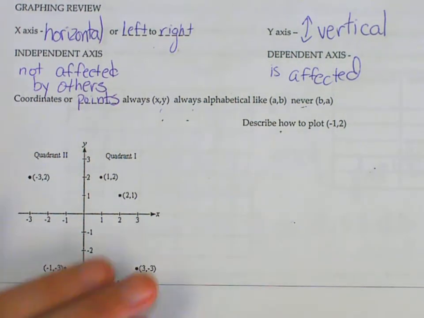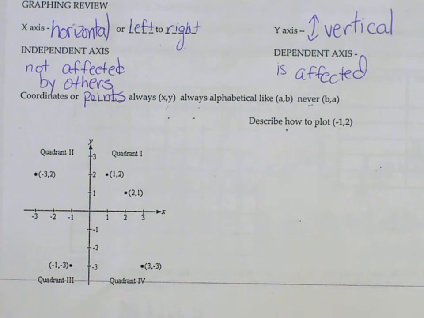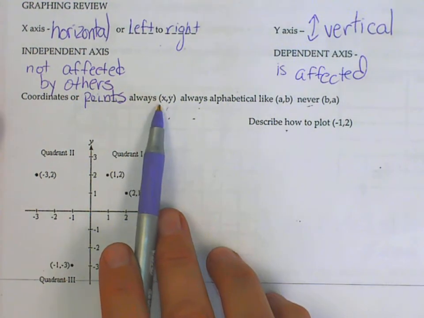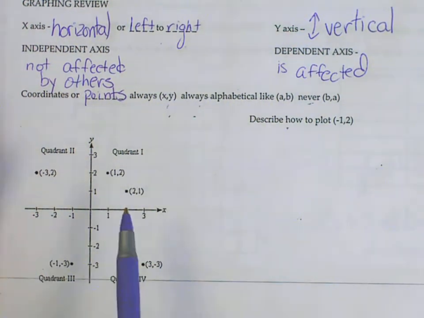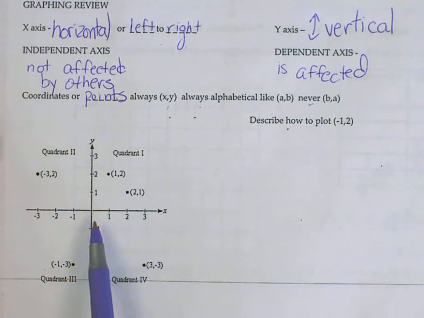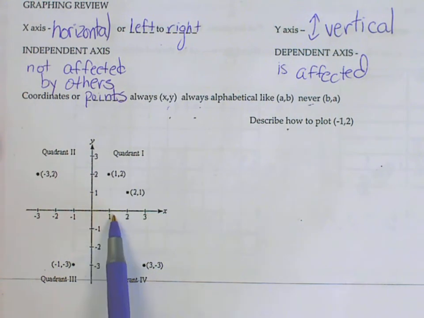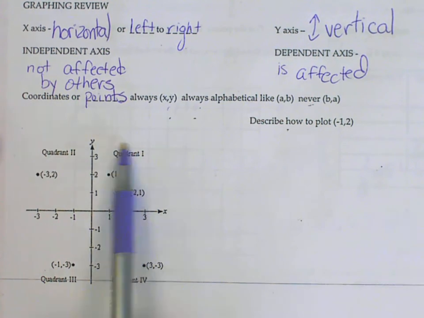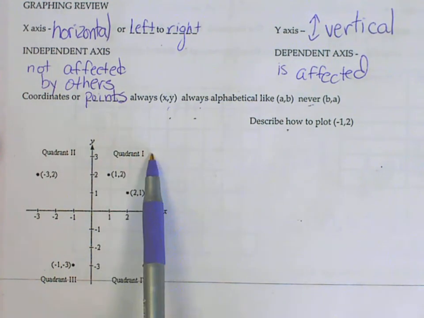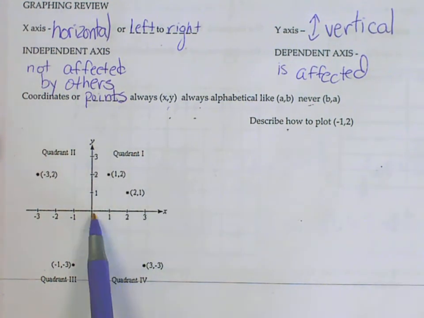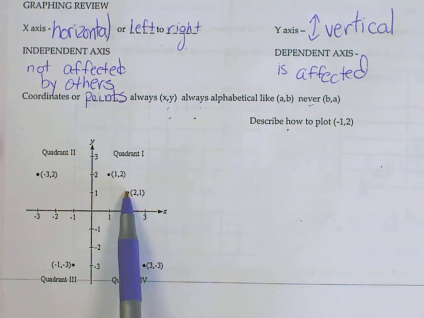Okay, so we got our graph here. And again, you plot the points X and then Y. So when I have the point 1, 2, it's positive 1 on the X and positive 2 on the Y. This section of the graph is called quadrant 1. There's the point 2, 1. 2 on the X, 1 on the Y, and it's positive.